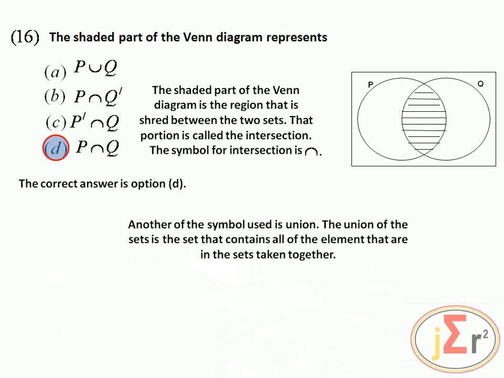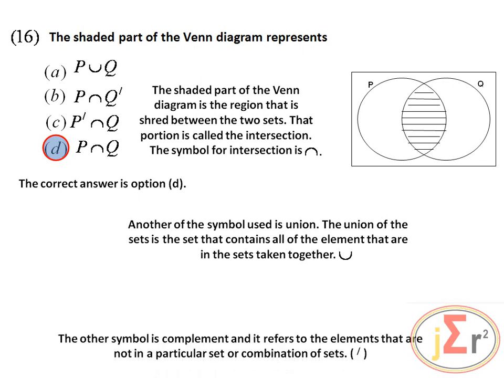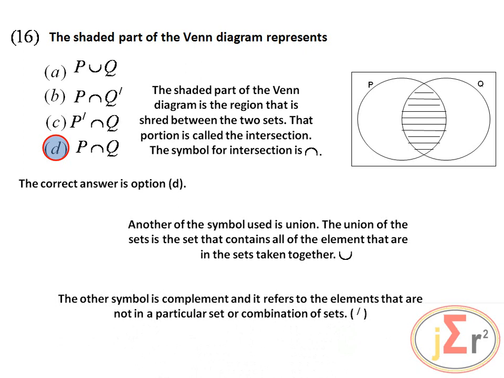Another of the symbols used is union. The union of sets is the set that contains all of the elements that are in the sets taken together. That's what the union is. All of the elements taken together, and that is the symbol. So after solving the problem, we are not taking anything for granted. We are just making mention of some of the symbols that are used in set theory, and no doubt we'll see a lot of them coming out when we are solving a lot of other problems.